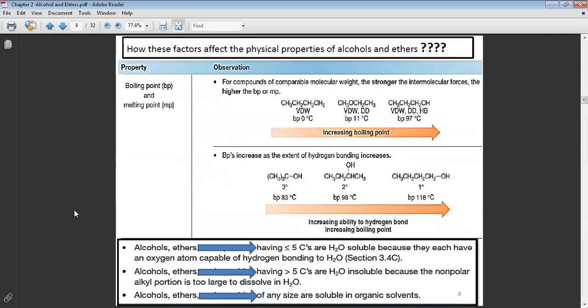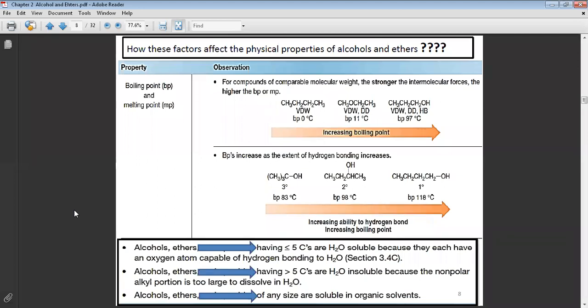Now this is just physical properties. How do these factors affect the physical properties of alcohols and ethers? The factors are dipole-dipole interaction, hydrogen bond, like this, and van der Waals forces. We know van der Waals forces can happen just between the alkyl groups, between the saturated part, we say between the hydrocarbon part.